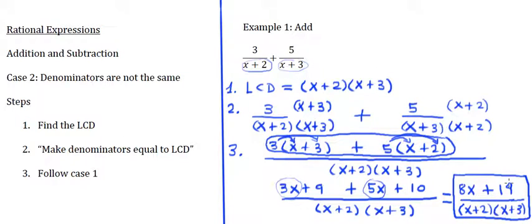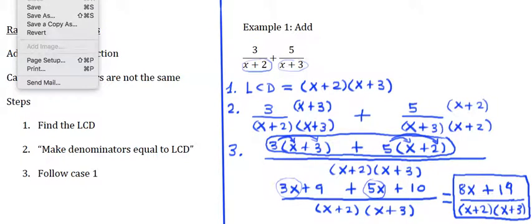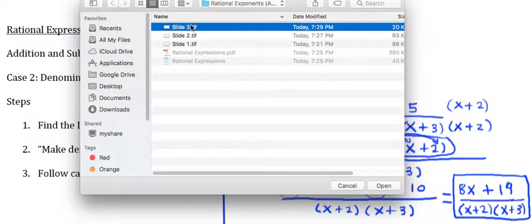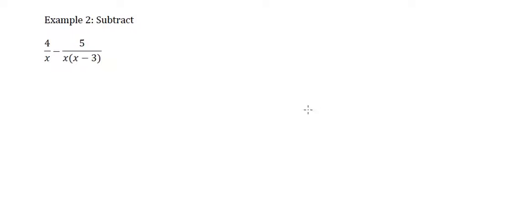Let's move on. Let's go ahead with another example. So this time let's do subtraction. Suppose they ask you to subtract 4 over x minus 5 over x times x minus 3. Let's follow again the steps. Denominators are not the same, so we gotta follow the 3 steps. Step number 1, find the LCD of the denominators.